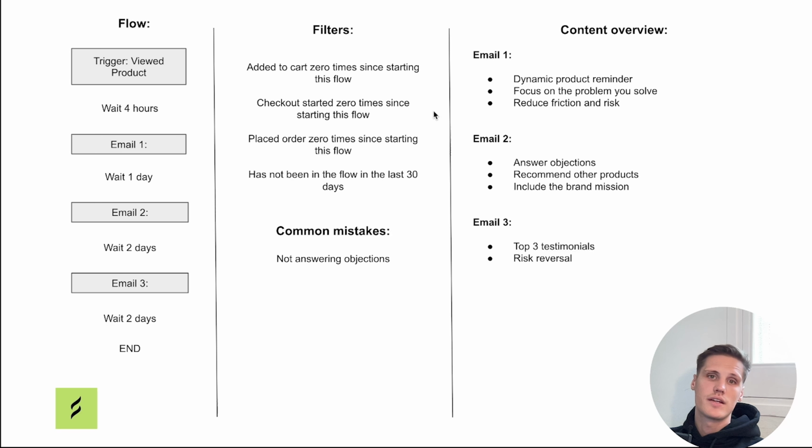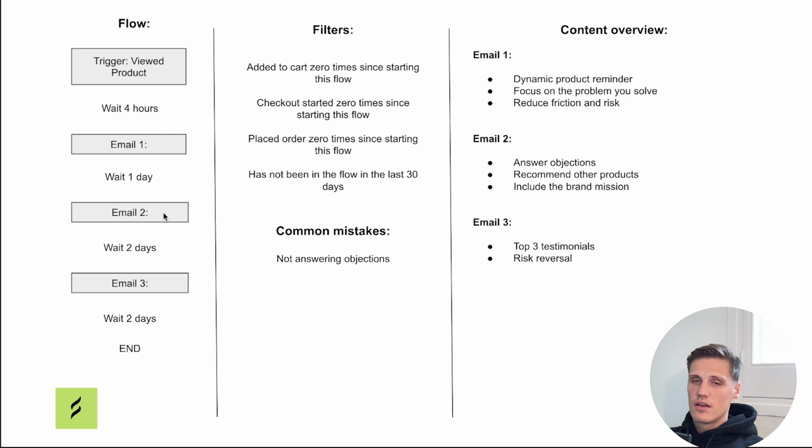Then you're going to be waiting 4 hours here, and you're going to be sending the first email where, again, you focus on the dynamic product they left behind. And you're also going to be focusing on the problem that you solve. You can also remind them of your brand mission if you want to. And you can also reduce any friction and risk, saying that you might offer a free trial or a money back guarantee on your product.